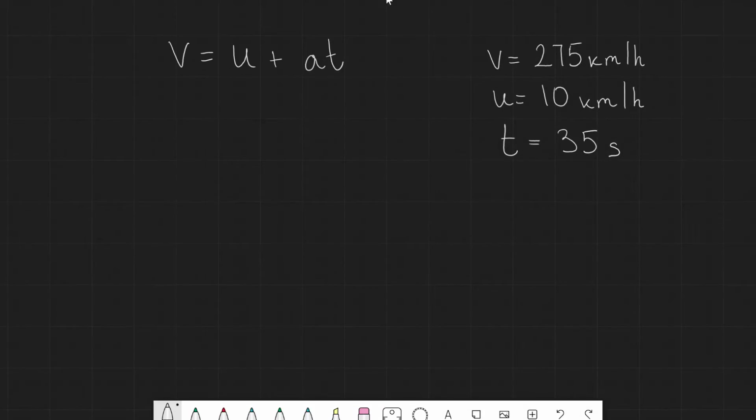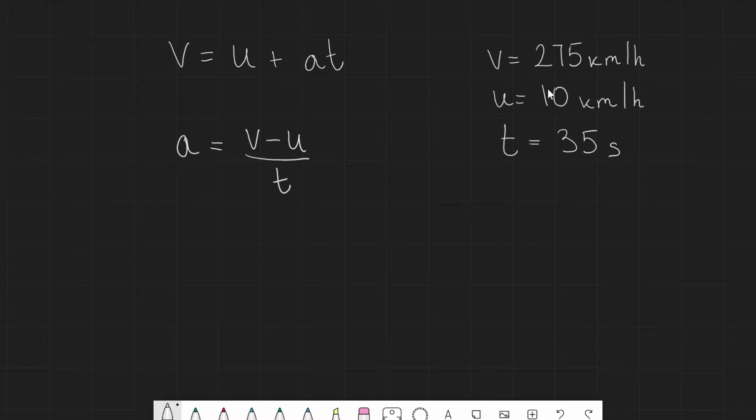Welcome to my digital whiteboard. Here's the equation that we're looking at once again. v is equal to u plus at. v is the takeoff speed, 275 kilometers an hour. u is the initial speed, around 10 kilometers per hour. And t is the time that we've measured, which is about 35 seconds. And I've measured this directly from the video. Our first job would be to rearrange for the acceleration. So the acceleration a will be equal to v minus u divided by t.